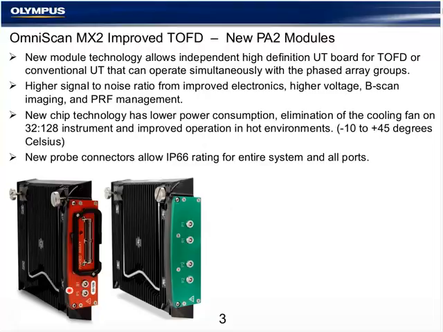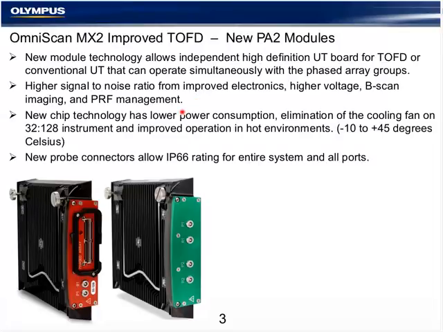In this, we see the 32-128 phased array and UT version, and then a much more economical 2 TOFD group or 4 LEMO connector UT version of the same instrument. So these have a higher signal-to-noise ratio from improved electronics. B-scan imaging has been enhanced, and as much to do with our previous history of some TOFD complaints had to do with the PRF management that has now been improved in the software.